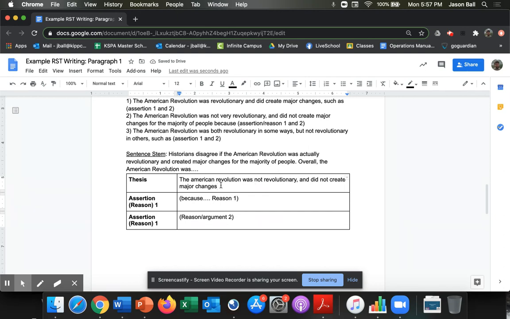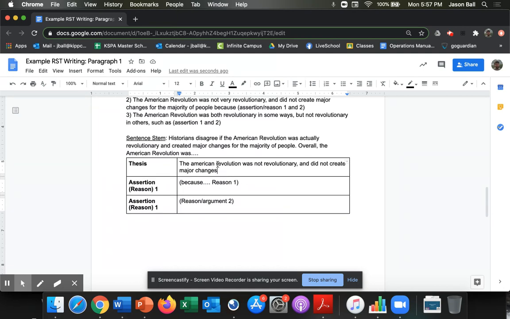So let's say I was going with the argument here that it did not. I would put that here. Your assertions are reason one. So if you said it did not create major changes because what? Slavery still existed, or Native Americans had no rights. Those could be some potential examples, but you could also go with women didn't have the right to vote. It's up to you.